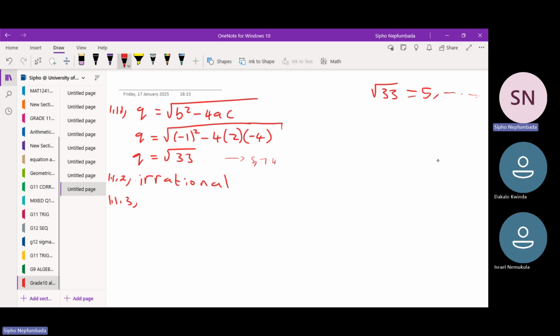So the square root is between 5 and 6. 5 to the power 2 is 25, and 6 to the power 2 is 36, right? So the square root of 33 is more than the square root of 25 and less than the square root of 36.